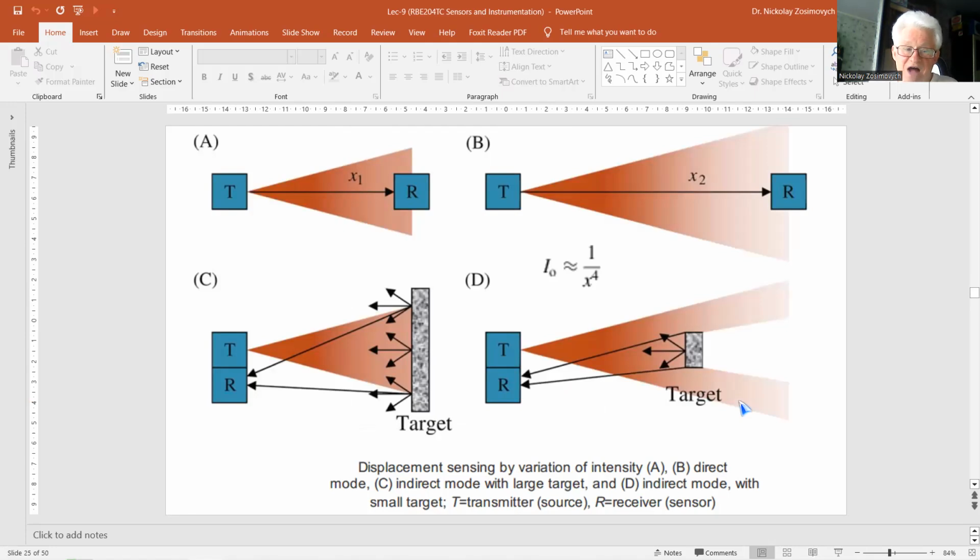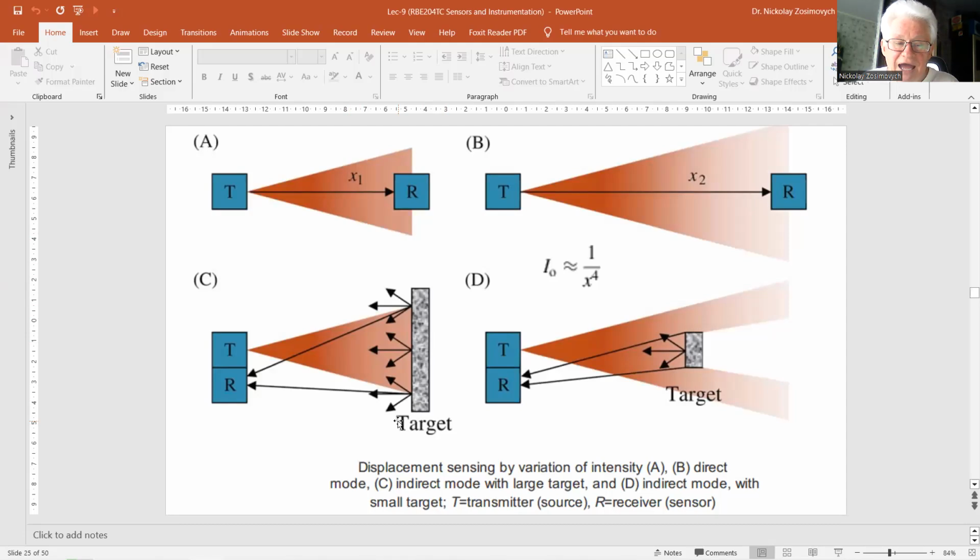Source and sensor are both mounted on a fixed part of the construction, and the source casts a light beam on the target, which scatters the light in all directions, as you can see here. Diffuse reflection you must see here. And we disregard specular reflection for simplicity. Most surfaces behave as a Lambertian surface. In other words, they scatter the incident light in all directions equally.